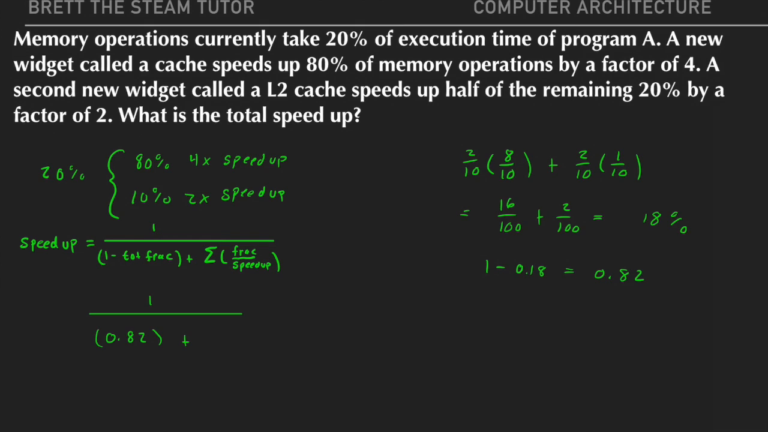All right, next we're going to want to compute this sum. That's going to be our fraction on top and the speedup of that fraction on the bottom. So for the 80%, we had 0.16, which is 16 over 100, divided by 4 for its speedup. And then 2 over 100 is 2%, and that had a 2 times speedup. And we calculate this, and you should get approximately 1.149.